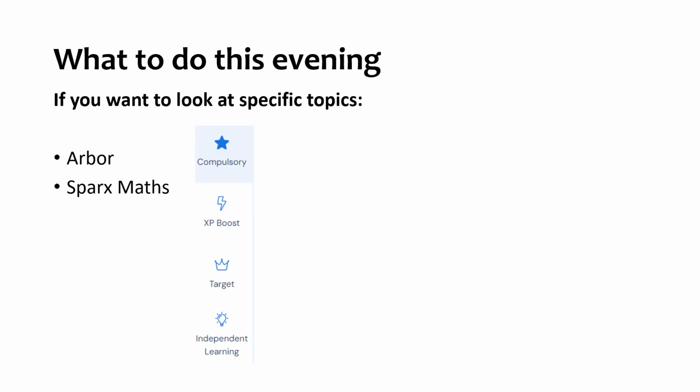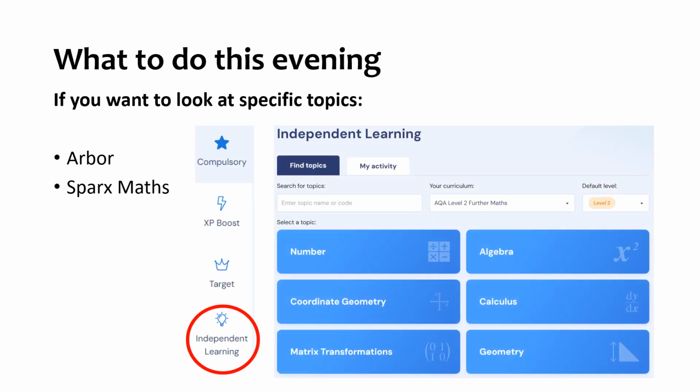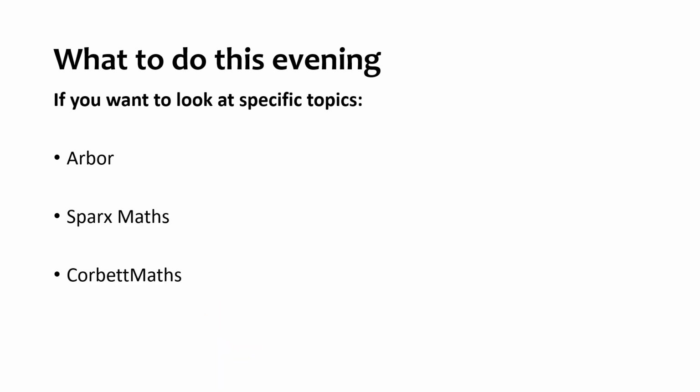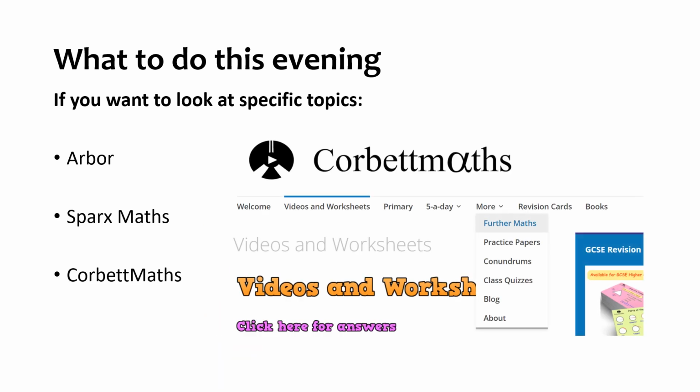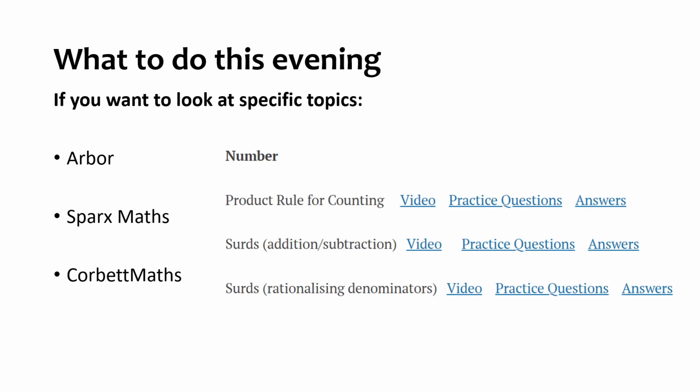So how are you going to revise then this evening? You can go on Arbor, you will see all of those lessons that have been uploaded this year, along with the attached exam questions. Sparks Maths is great, so go to Independent Learning, select Further Maths and then just type in a topic name, and Corbett Maths, click on More and then the Further Maths section, and you've got a whole bunch of topic packs with videos, practice questions and answers.